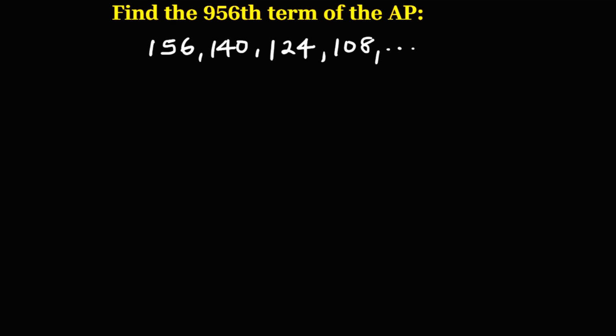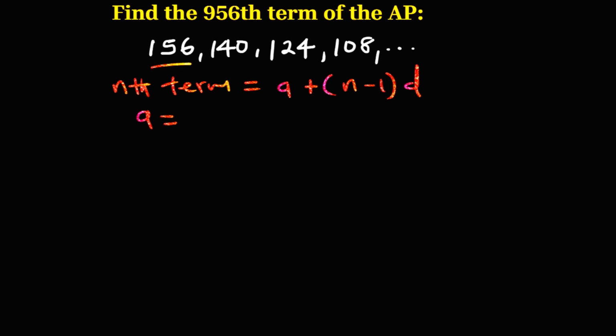So we use the formula for the nth term, and for an AP, the nth term can be obtained by taking a plus in bracket n minus 1 times d. So we need to identify a, n, and d. So a is normally the first term. In this case, that first term is 156.